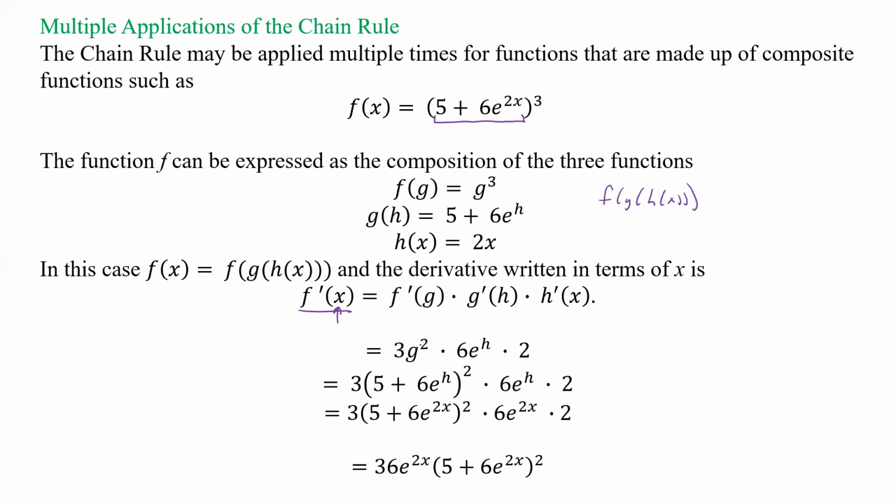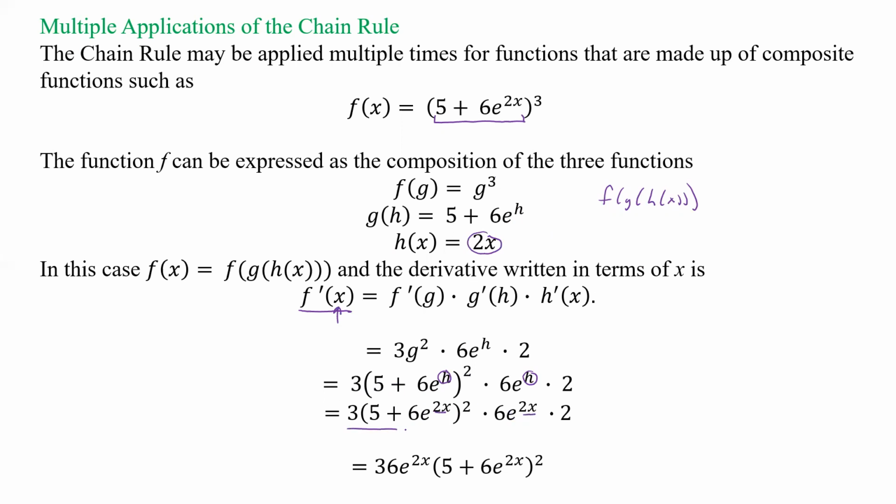Well, g, we said, was 5 plus 6e to the h. That means we're back to having an h in here, but that's okay. We'll plug it in: 5 plus 6e to the h, and it's squared, and it's still times 3. And now we have h in two places, and we're just going to replace that with the 2x. And so we plug in 2x there.